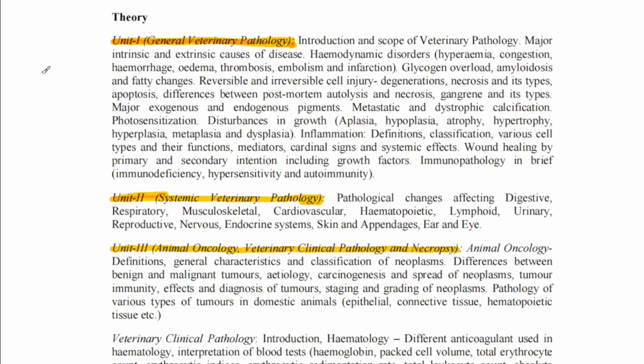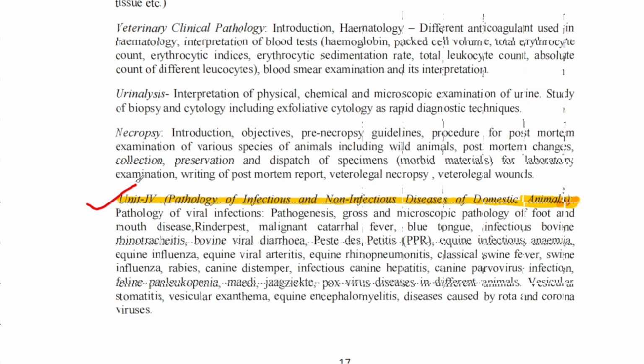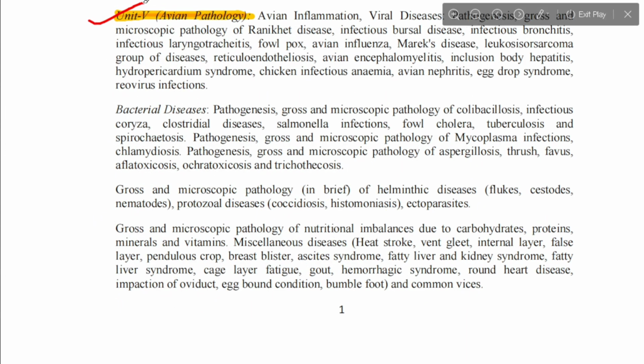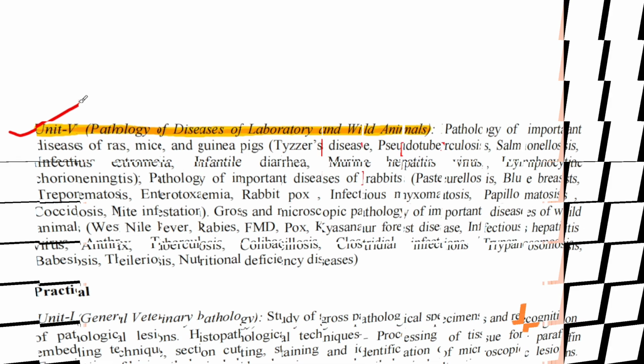Moving on, we will discuss the syllabus for the theory portion of veterinary pathology. For veterinary pathology, we have in total 6 units. The first unit deals with general veterinary pathology. The second unit deals with systemic veterinary pathology. And the third unit deals with animal oncology, veterinary clinical pathology and necropsy. Unit number 4 deals with the pathology of infectious and non-infectious diseases of domestic animals. Unit number 5 deals with avian pathology. Unit number 6 deals with the pathology of diseases of laboratory and wild animals.